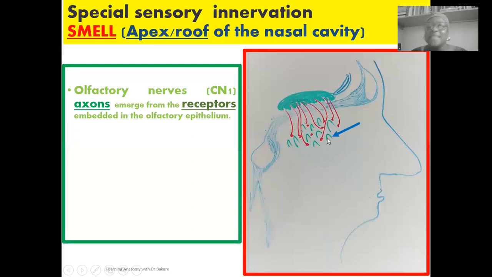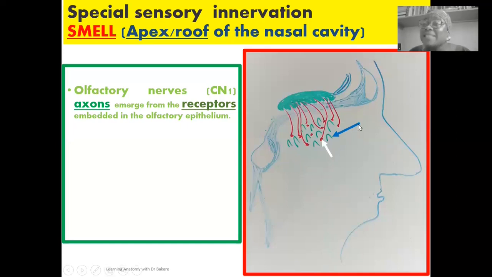You can see one of the cell here, arrowed here in blue. So within this olfactory epithelium, we have the olfactory receptors, which are sensory receptors that are able to detect the sense of smell. So we have the olfactory receptors here, arrowed in white. These are the olfactory receptors that are embedded within the olfactory epithelium.